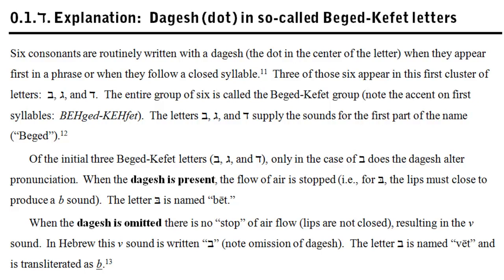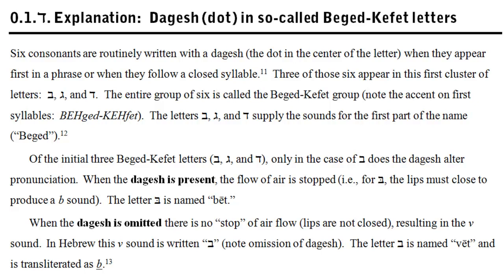Of this initial cluster of 3 Beged Kefet letters, that is, Beit, Gimel, and Dalet, only in the case of Beit will the dagesh actually change how it is pronounced. And here's the difference. When you see a Beit with the dagesh present, the flow of air is stopped. That is to say, we must purse or actually fully close the lips, stopping the airflow, resulting in the sound B. And consequently, this letter name is Beit.